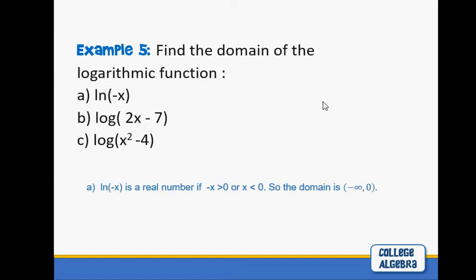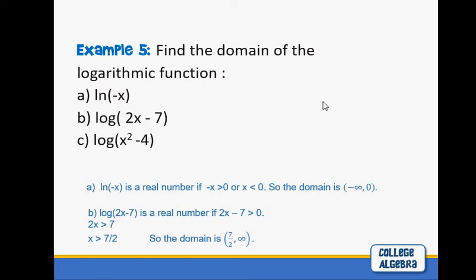Okay. Part B, a little more complicated now. We have a 2x minus 7 inside, and it doesn't matter what the base is. In terms of domain, you just have to make sure the input's positive. But for part B, the input is 2x minus 7, so you could set up the inequality: 2x minus 7 is greater than 0. Isolate x, add 7 to both sides, divide by 2. Since it's a positive number, the inequality stays in the same direction. You get x is greater than 7 halves or 3 1/2. So the domain is 7 halves to infinity.